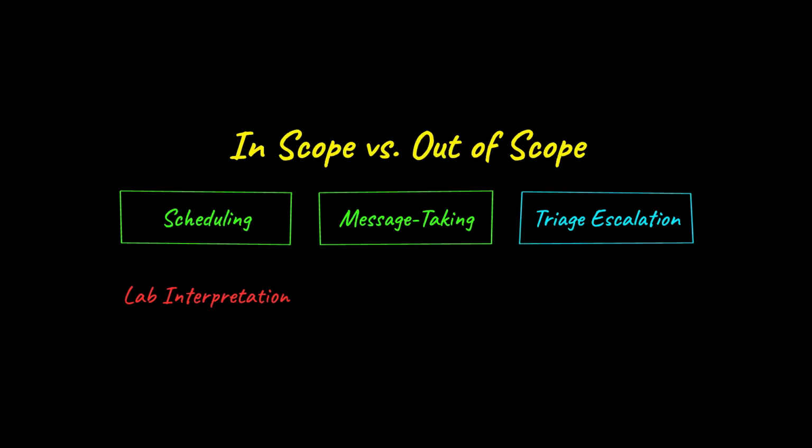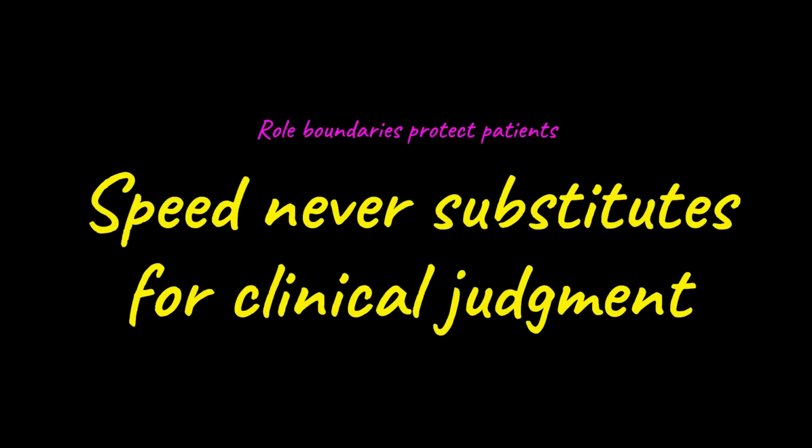Interpreting lab results does not, no matter how busy the clinic gets or how much a patient pushes for a faster answer. The right response is always to acknowledge the request, explain that the clinician interprets results, and arrange for that communication to happen. This boundary exists to protect patients, not to slow down the clinic.